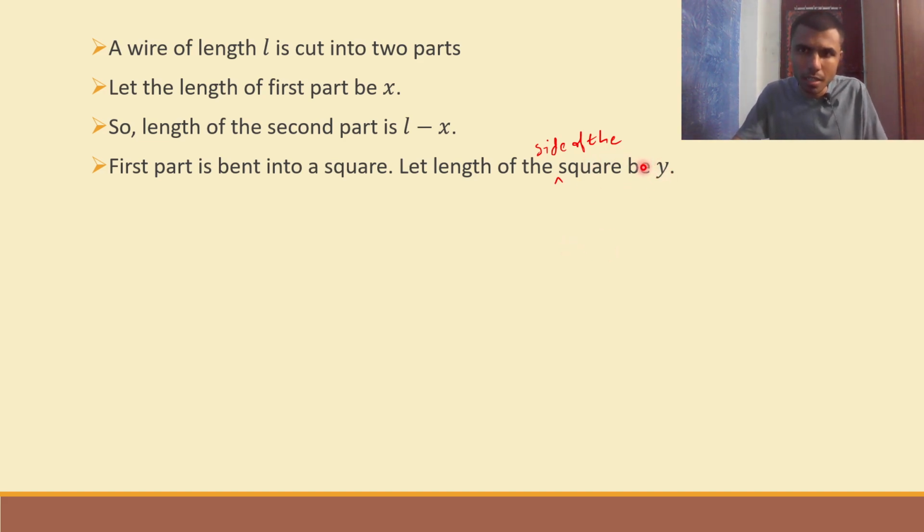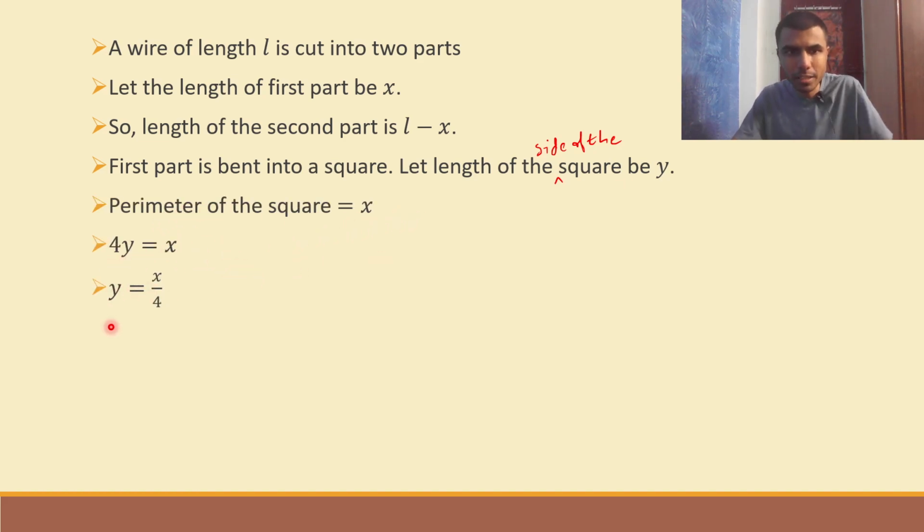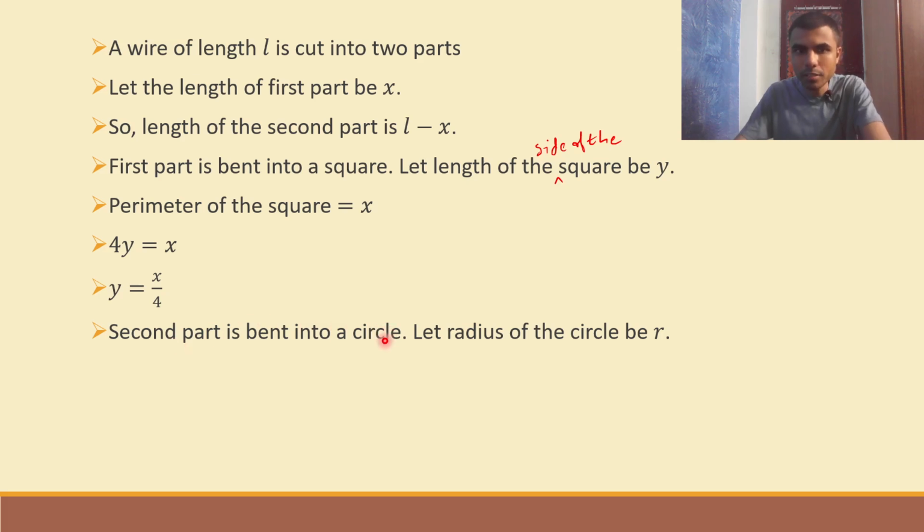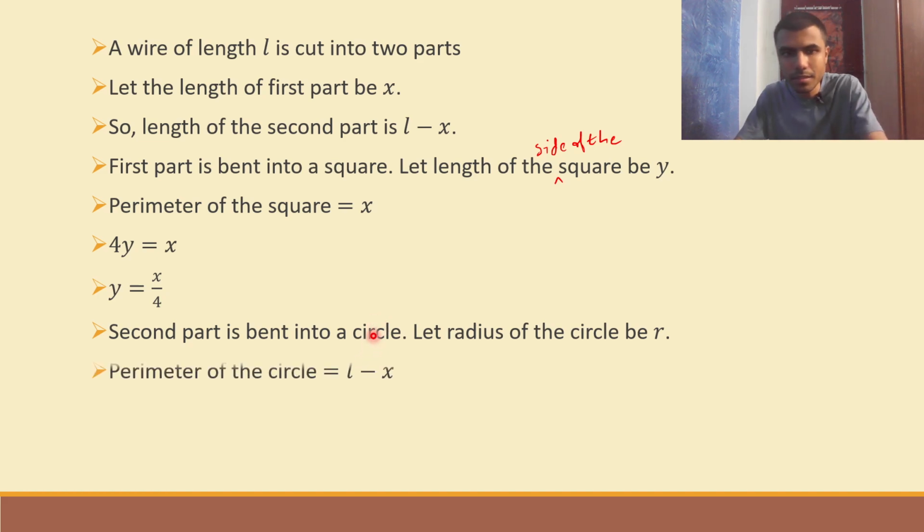Now I mentioned circumference of the square, but we should not call it circumference. The perimeter of the square is nothing but 4y, which is nothing but x. So 4y is x, so y is x by 4. This is the first thing. Now next, the second part is bent into a circle. Let the radius of the circle be r. So the perimeter of the circle, you can call it that, is L minus x.